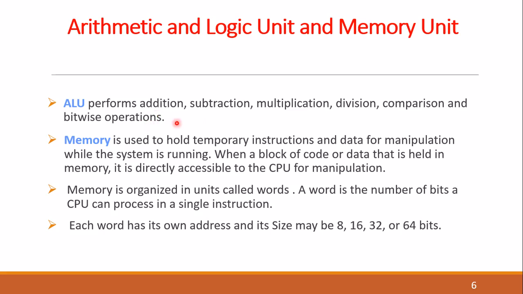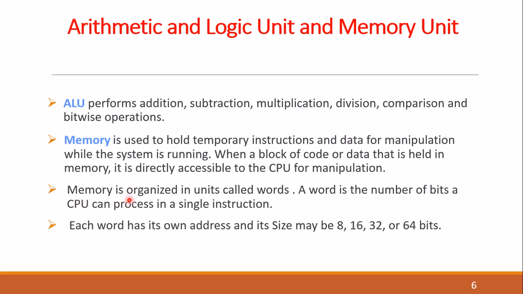A memory unit. Memory is used to hold the temporary instructions and data for manipulation while the system is running. When a block of code or data is held in memory, it is directly accessible to the CPU for manipulation. It means the processor is directly connected not with the secondary storage but with the primary memory, which we call RAM, random access memory.